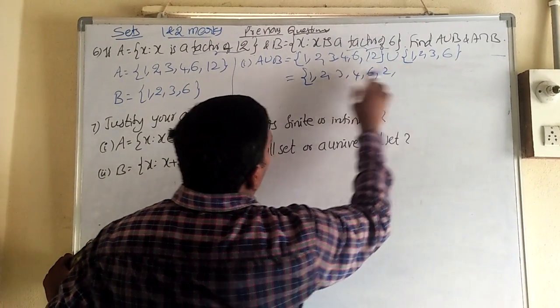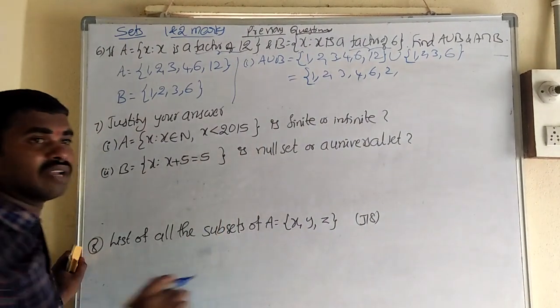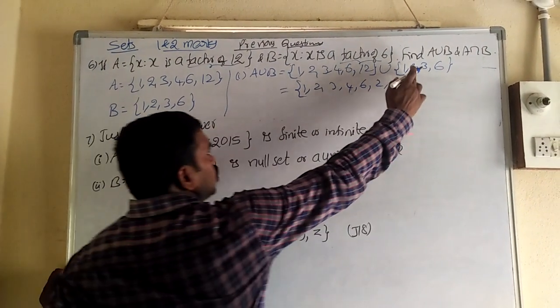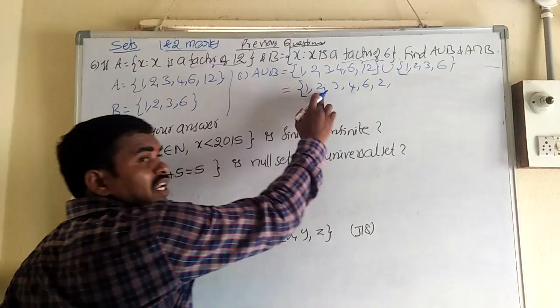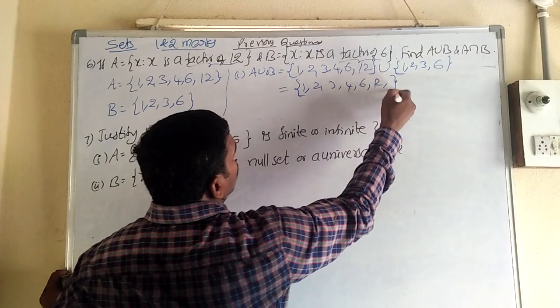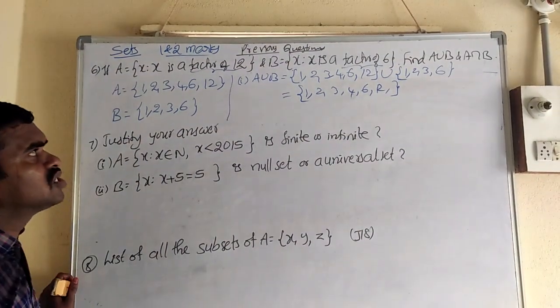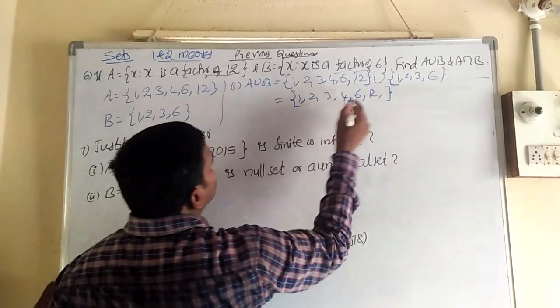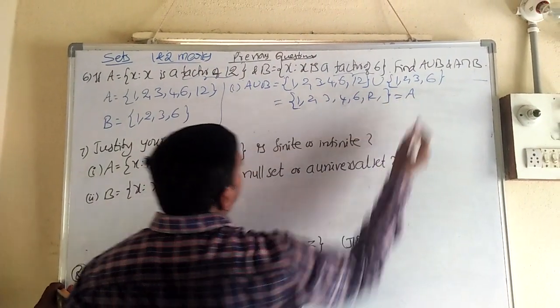1 also comes, but it is already written. So the second time we should not write it. If any one is repeated, don't write it again. 2 we have to write, but it is already written, so don't write again. 3 also, 6 also. So this is A union B. We can observe here that A union B is also set A, which is equal to set A.